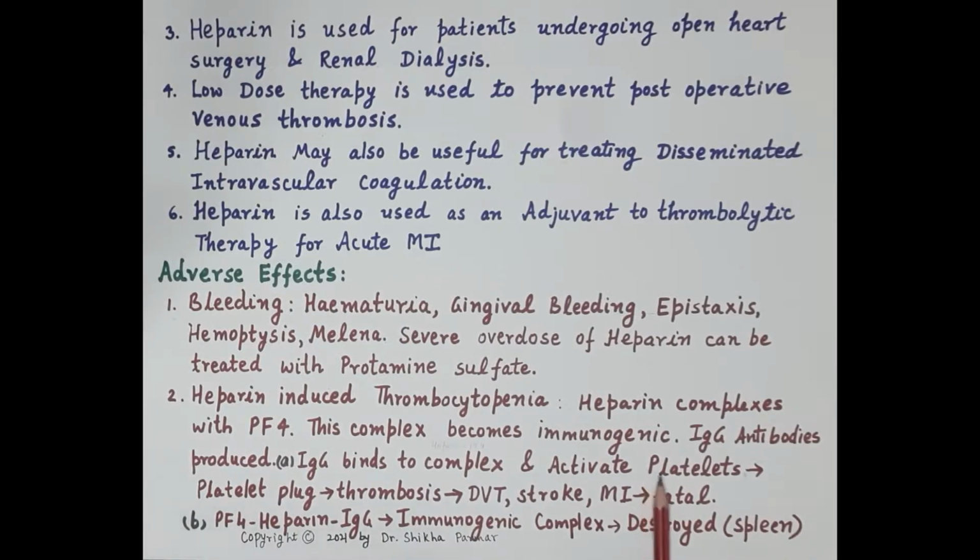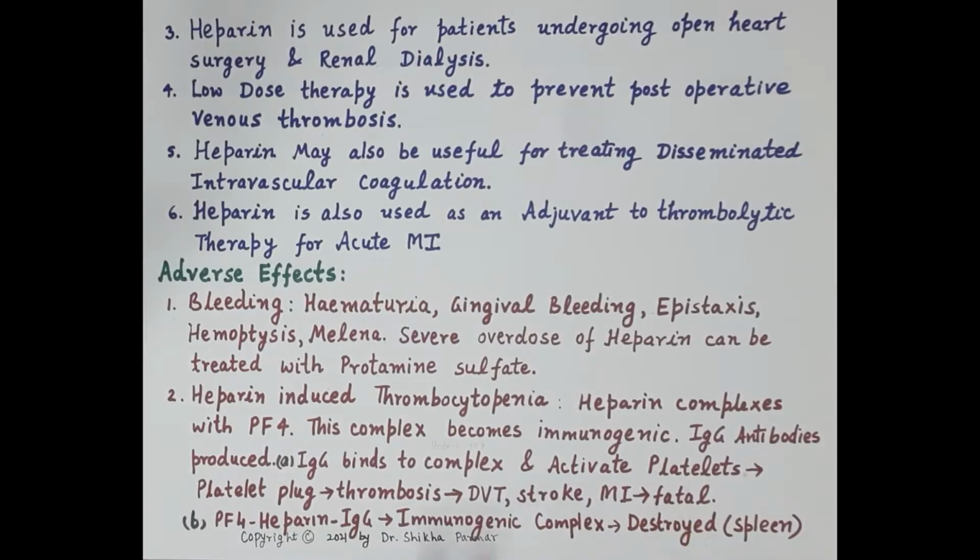We all know that when the platelets become active, they start aggregating, and therefore this results in the formation of a platelet plug, and therefore there is clotting, and when the clotting is inside the body, it is termed thrombosis. Thrombosis can result in deep venous thrombosis, stroke, myocardial infarction, and all these problems are fatal.